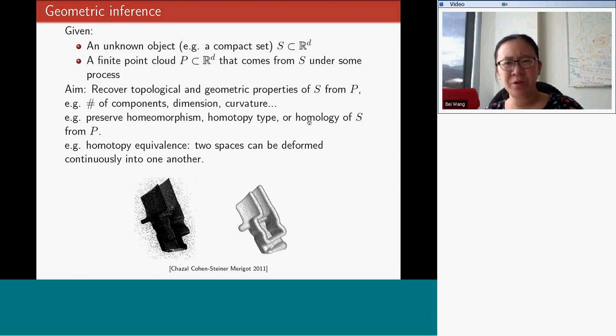And then we also want some sort of reconstruction, so that the reconstruction we obtain from the point cloud preserves homeomorphism, homotopy type, or homology. The thing we focus on here is to get a reconstruction or inference that observes homotopy equivalence, which means basically two spaces can be deformed completely into one another. The following example I just picked up is from the original Chazal work on the distance to a measure, where on the left is a sample with noise, and on the right is some form of reconstruction based on the point sample.